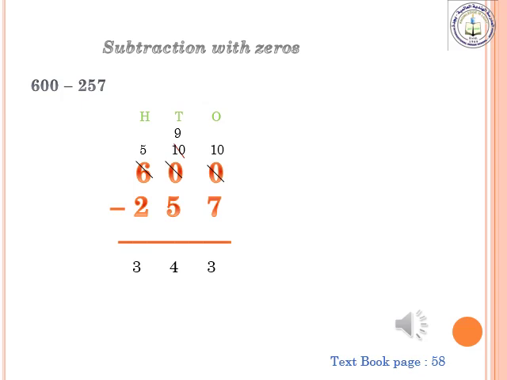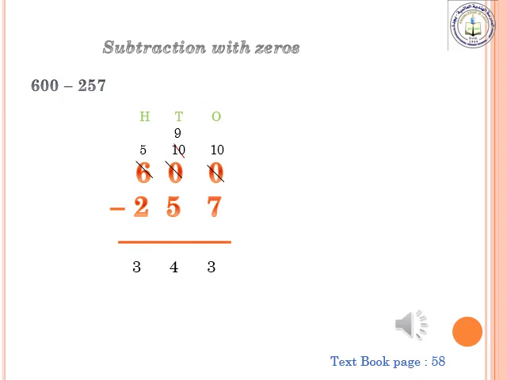Here in hundreds place 6. If we take 1 from 6, it will be 5. Now tens place will be 10. If we borrow 1 from this 10, it will be 9. Now 1's place is 10, 10's place is 9, 100's place is 5. You can subtract now. 10 minus 7. Keep 7 in your fingers and count backward of 10. You will get in 1's place 3.